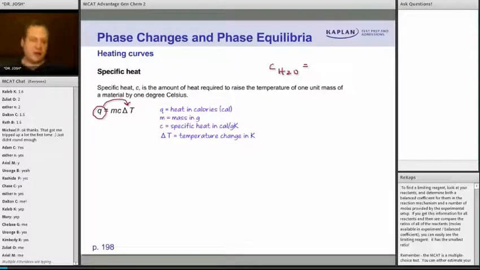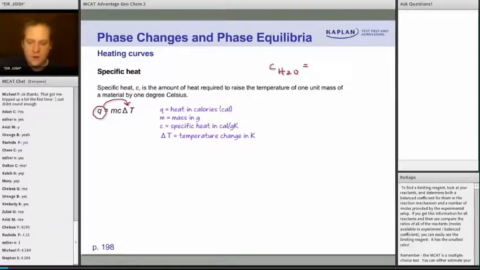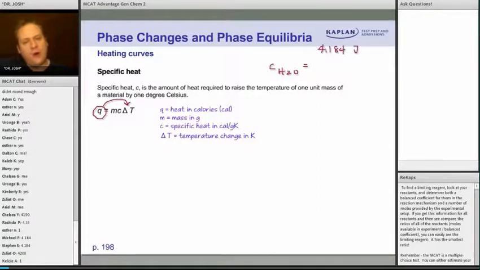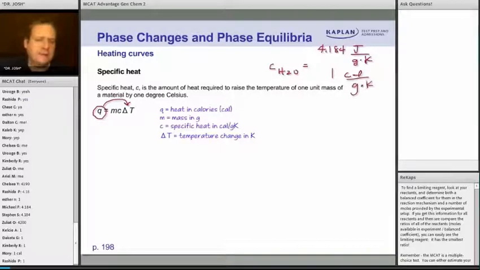So what is the specific heat of water? What is our specific heat of water? If we're looking in joules, it's going to be 4.184 joules per gram Kelvin. If we're looking at calories, and typically the MCAT focuses more on calories, it's going to be 1 calorie. But it's not bad to know them both. You will need to know your specific heat of water without a doubt.